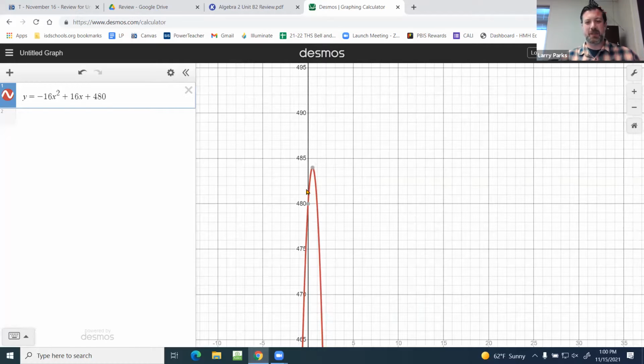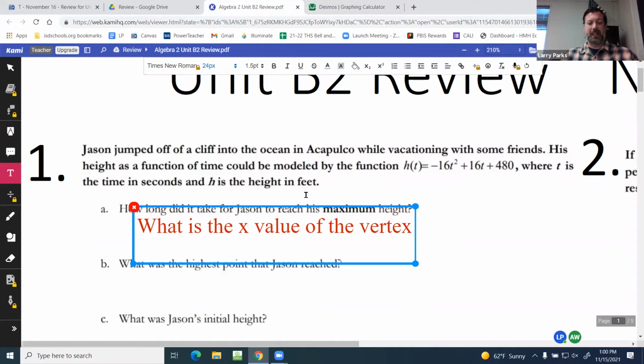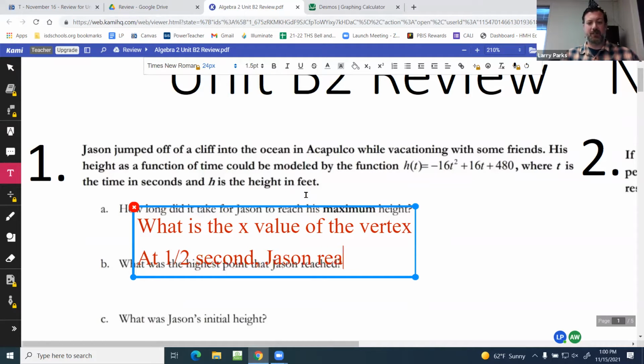So this person jumped, half a second later they reached their maximum height, and then usually when you jump off a cliff, you fall down. That's what happened. So how would I answer that? I would say at half of a second, Jason reached his maximum height.